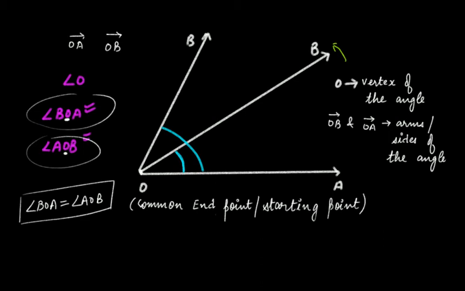Hey, welcome to part 2 of the video series on angles. So now we know what an angle is, what the vertex of a given angle is, and what the arms and the sides of a given angle are.